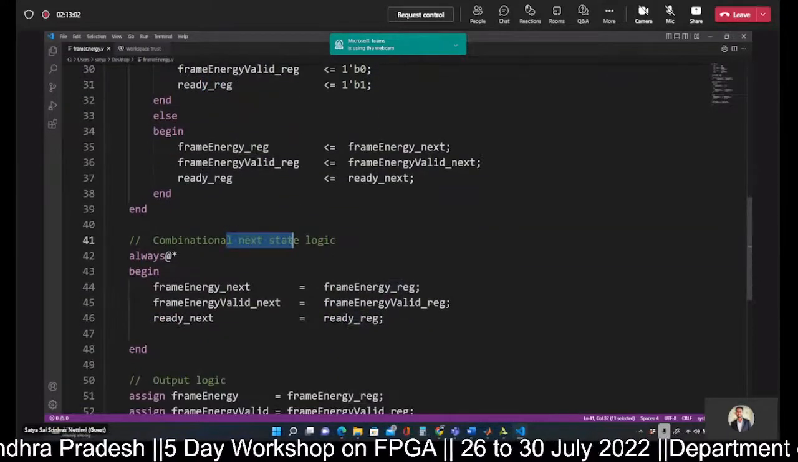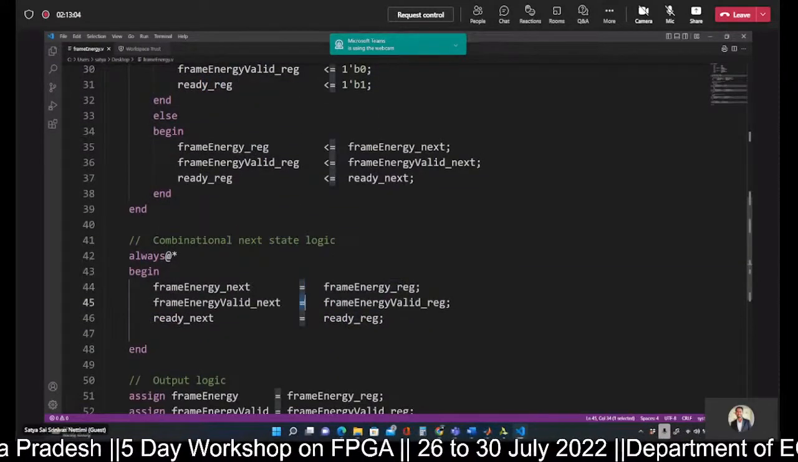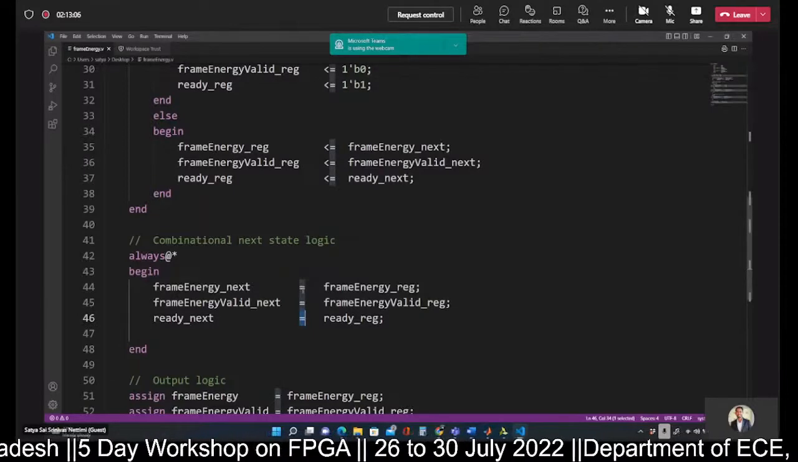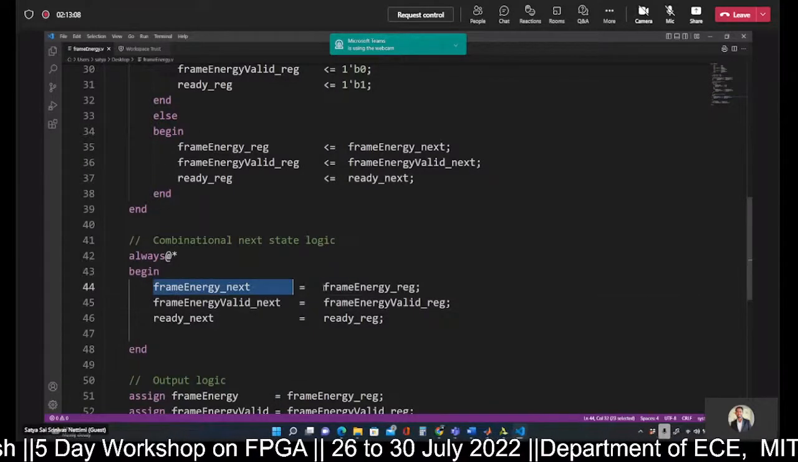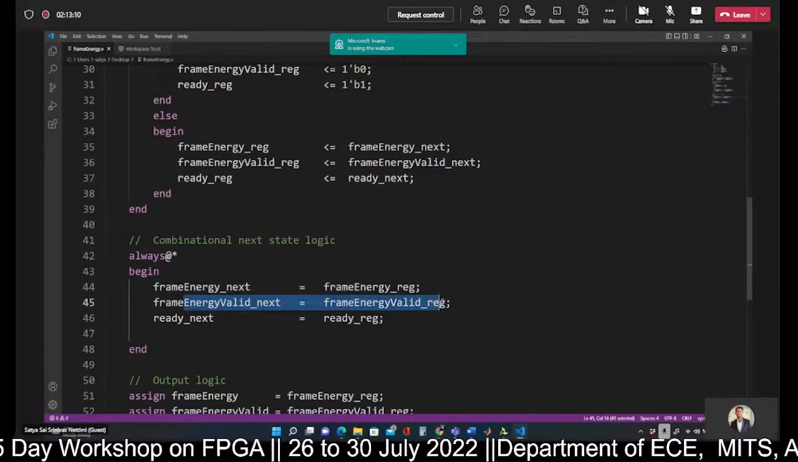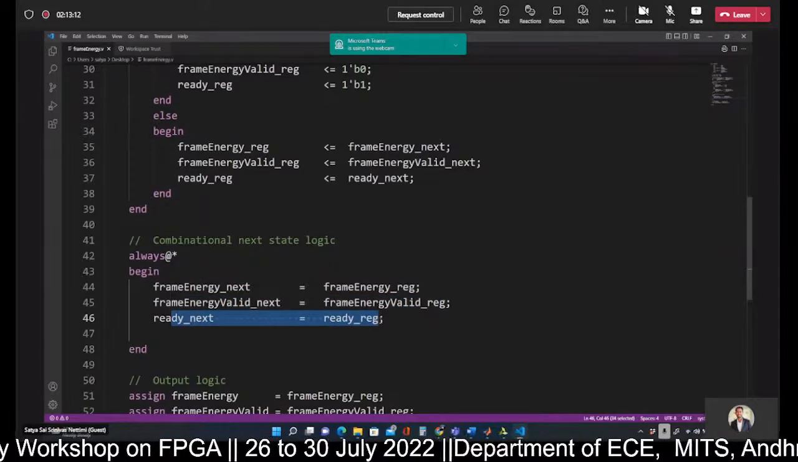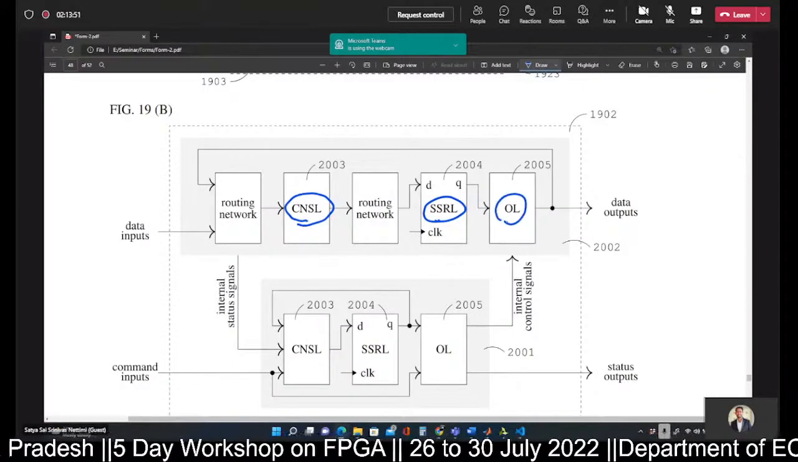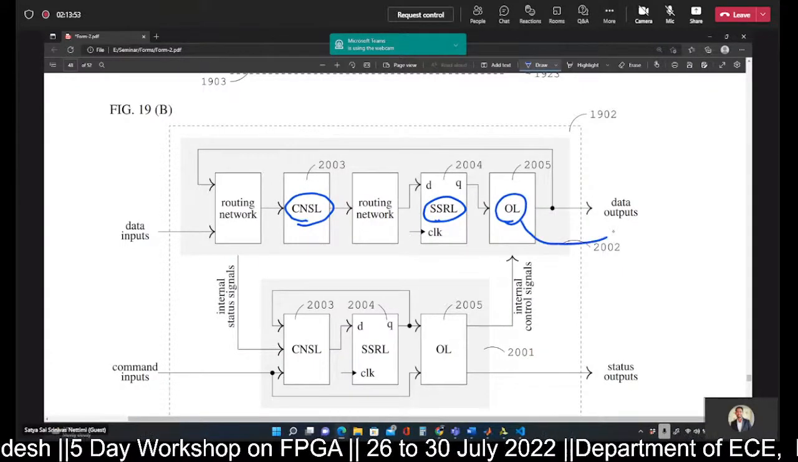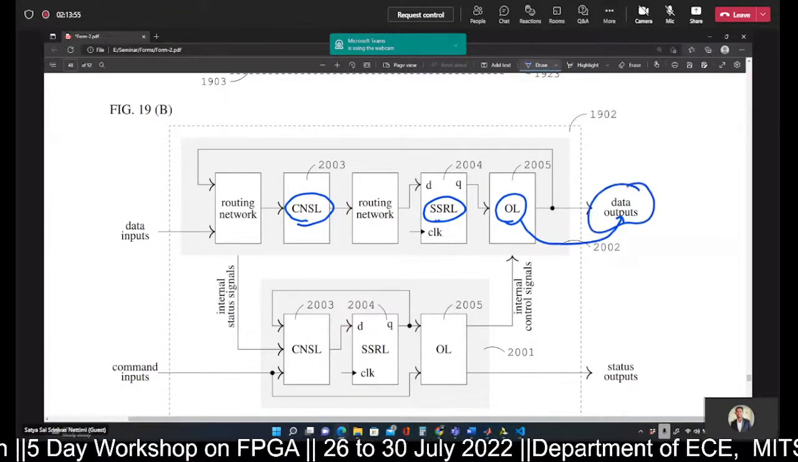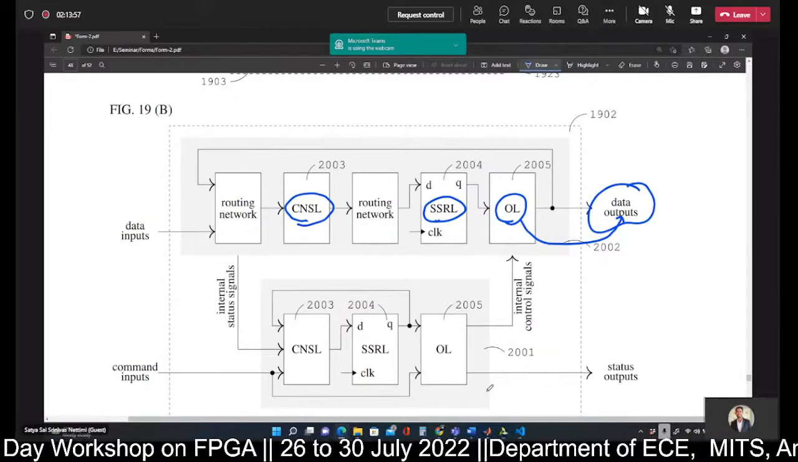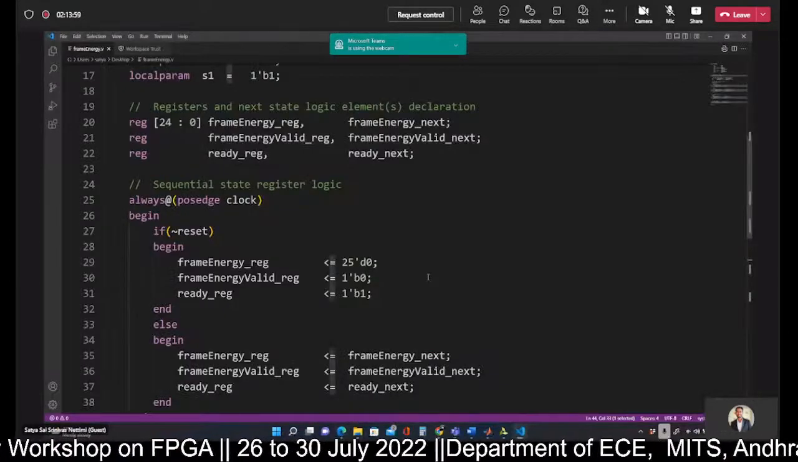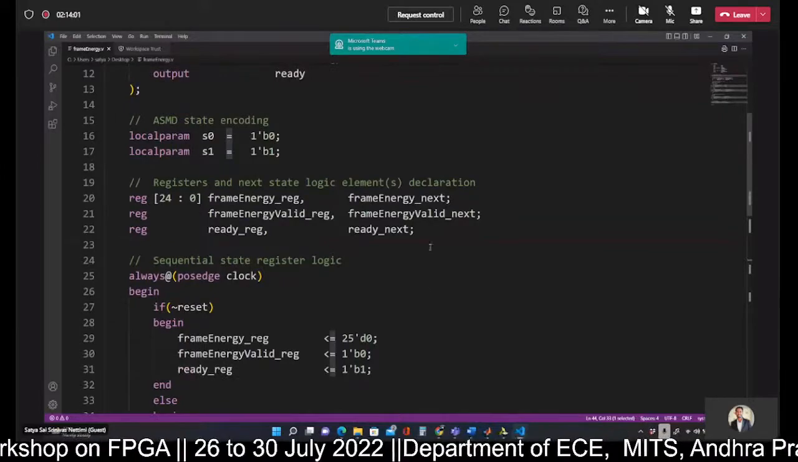But in case of combinational next state logic, I used blocking statements. So first this will be done, next it will go to this operation, next it will go to this operation. So that is the case. Next state logic, we have declared output logic. The output logic we have connected to the module outputs. So our code is okay, fine.